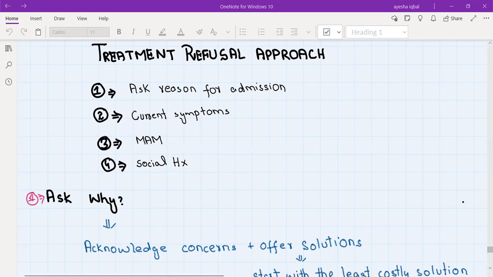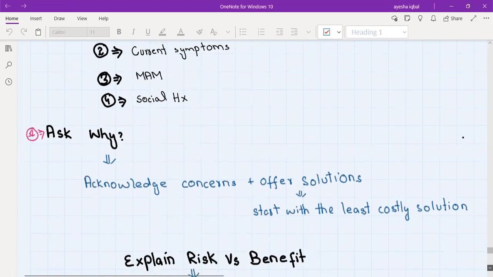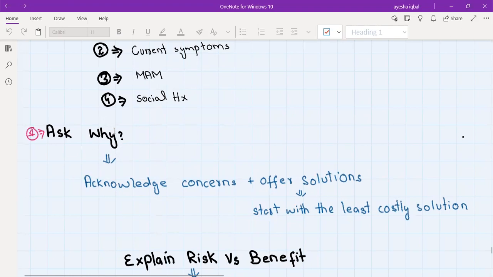All right. Now come towards the treatment refusal. The first question that you need to ask this patient is why. Can you please tell me why you are refusing this treatment? Why do you want to go home? Why are you refusing to do this procedure? So the first question is to ask why, and explore the patient's concerns.